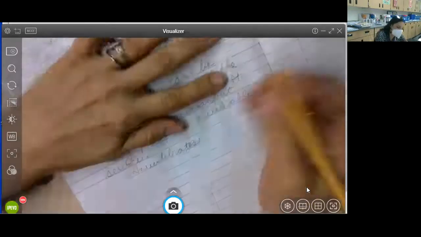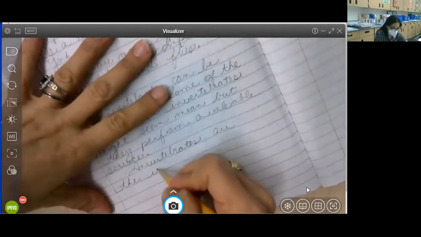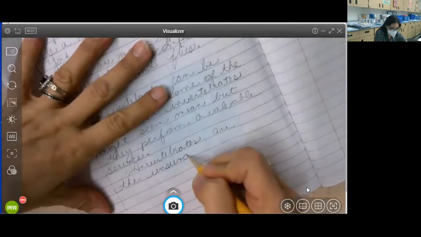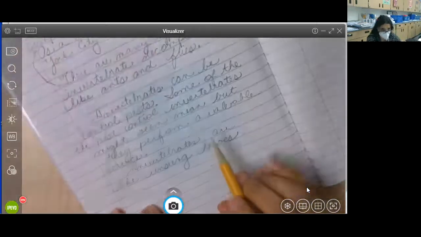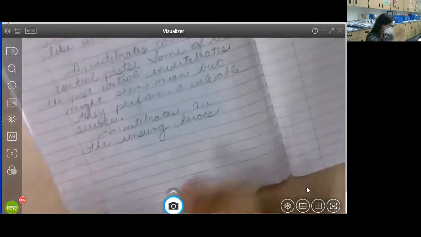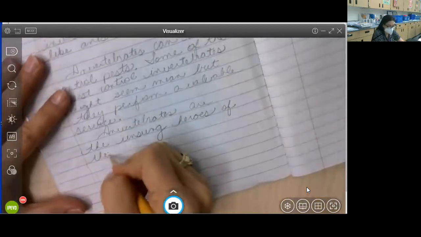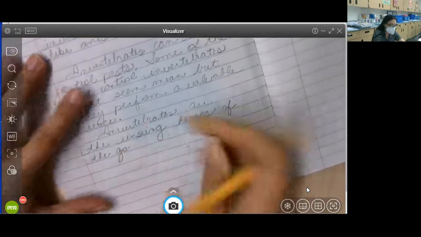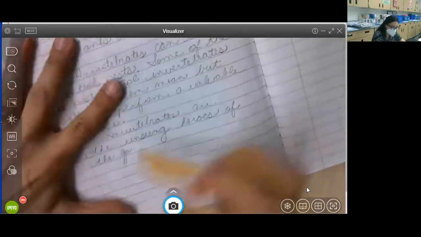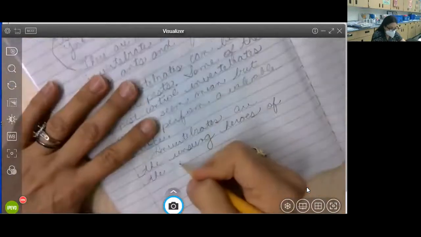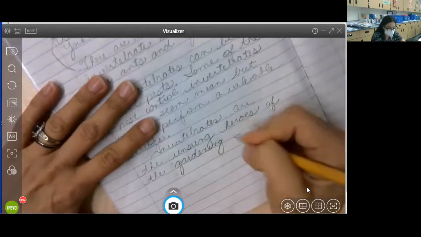So I'm going to say invertebrates are the unsung heroes of the gardening world. Heroes is the weirdest word because it has the O and then the E together. Gardening or farming. You say gardening world. Well, I'm going to get that right here in a second. Gardening world.